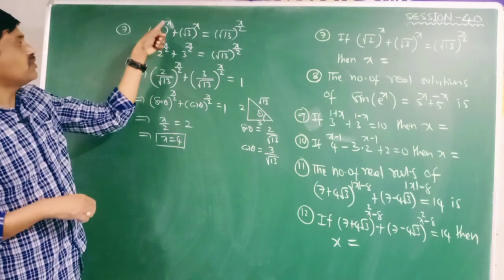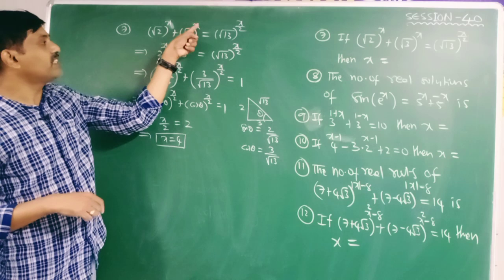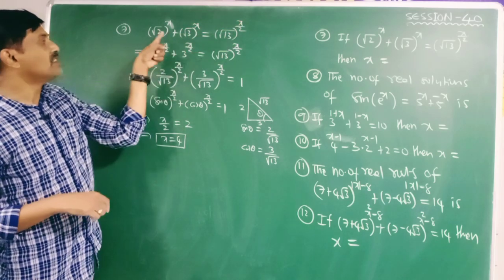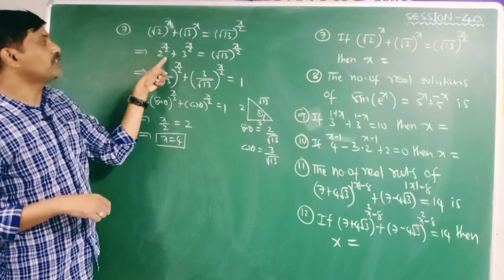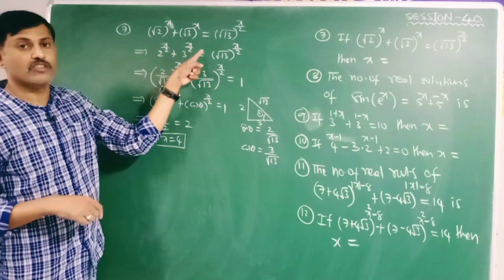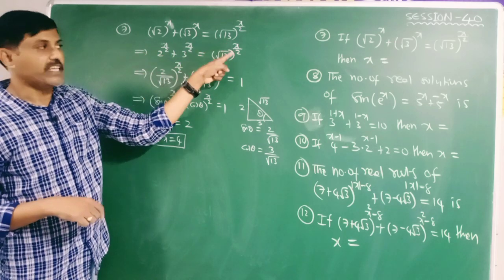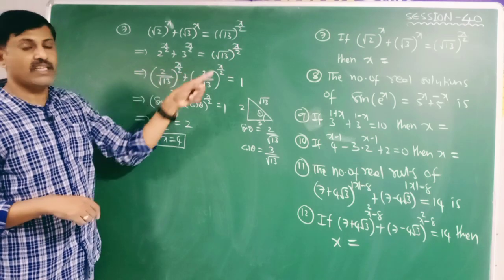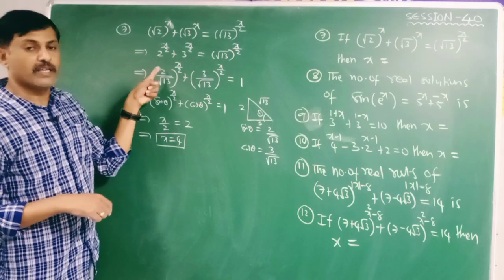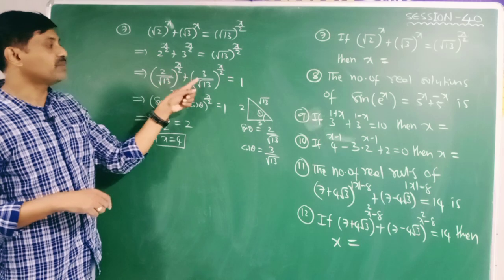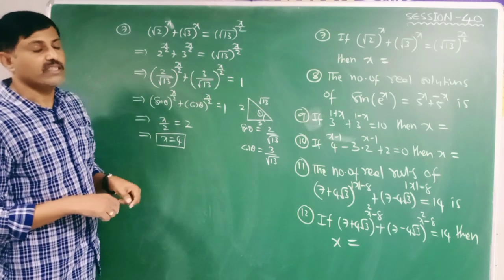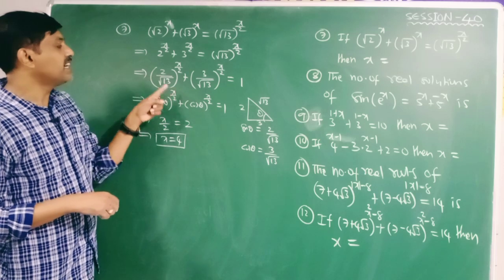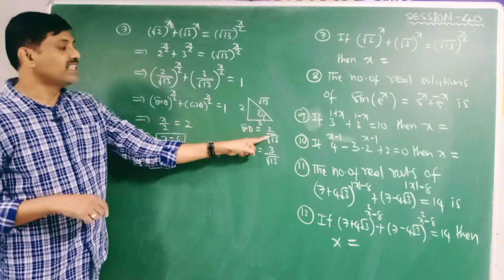Yes, because here we have x power, and here we have x by 2, that's why I wrote root 2 whole power x. So 2 power x by 2 plus 3 power x by 2 is equal to root 13 whole power x by 2. Divide with root 13 whole power x by 2. It will become 2 by root 13 whole power x by 2 plus 3 by root 13 whole power x by 2 is equal to 1. Now here we have to get the idea: 2 by root 13 is sin theta.